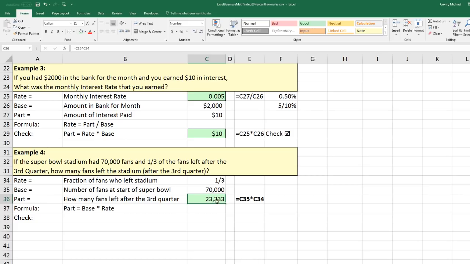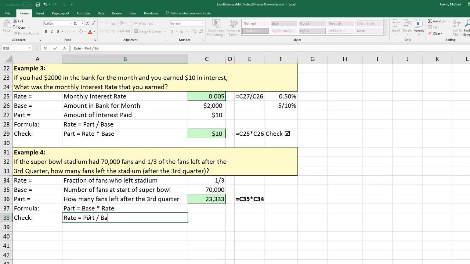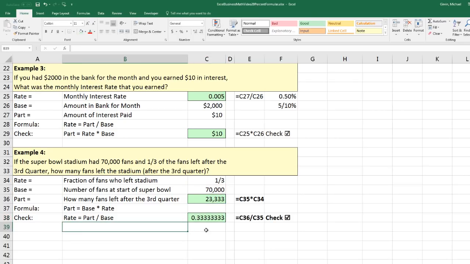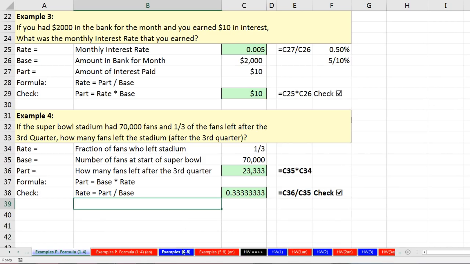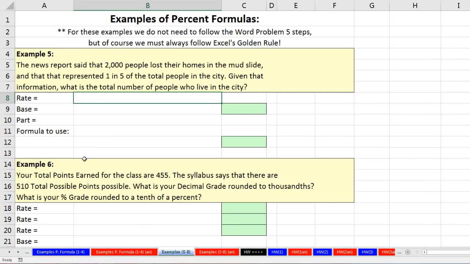Now we can check. We have the part. We want to use the part and check it with one of the others to find the other. I'm going to choose to solve for rate. Part divided by base, tab. Equal sign. There's the part divided by the total. Better give me 0.33333. Check. All right, now let's go and look at examples 5 to 8. I'm going to click on the sheet examples 5 to 8.